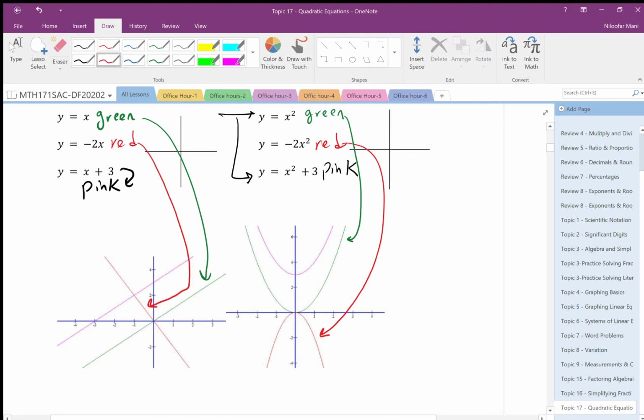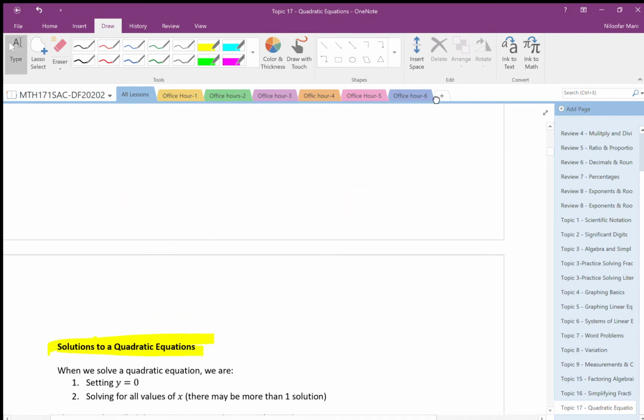The last but not least is a little bit different, and that's pink in both of them. Again, one of them is x squared and one is x. From x to x squared is just one exponent change, but the graph is totally different: one is a line, and one is a curve.